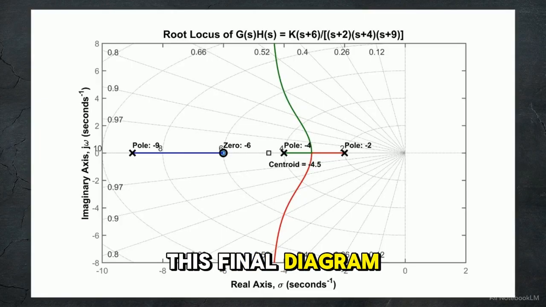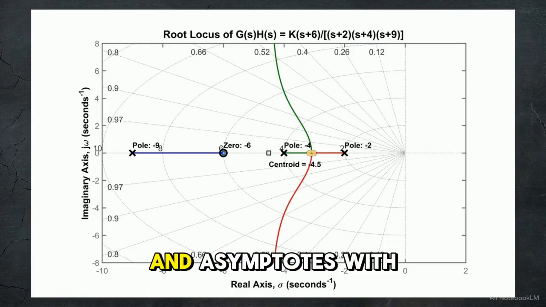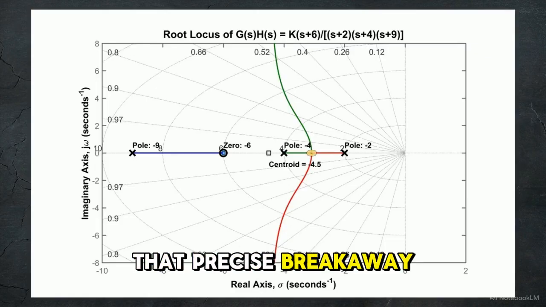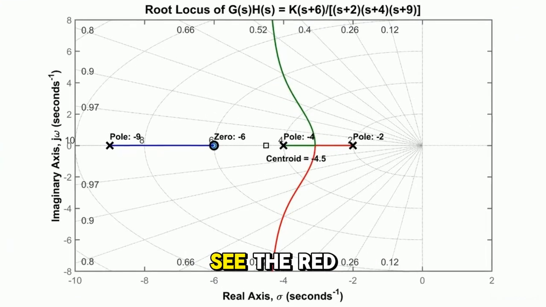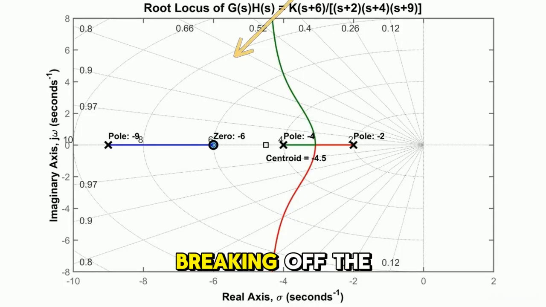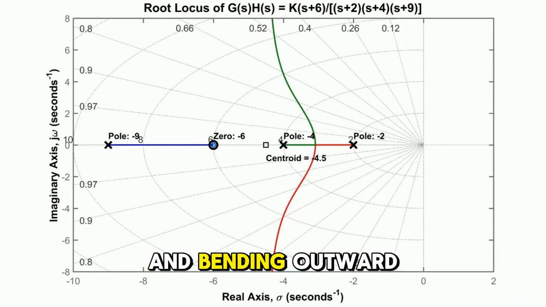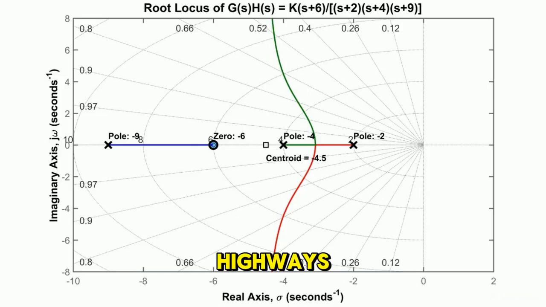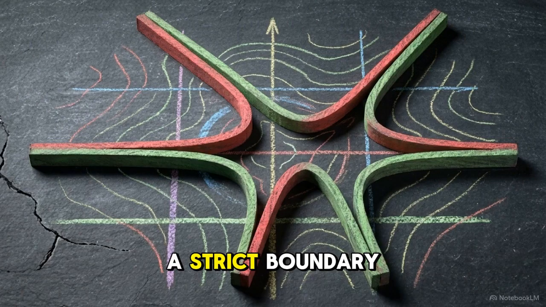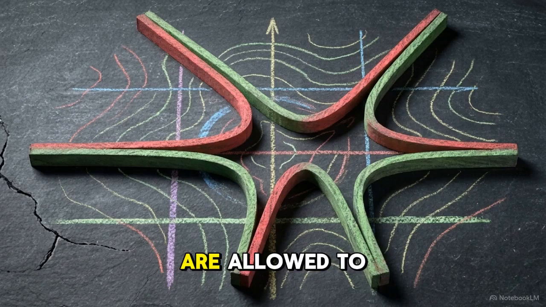This final diagram combines our poles, segments, and asymptotes with that precise breakaway point. You can clearly see the red and green branches breaking off the real axis at -3.08 and bending outward along their asymptote highways. This curve is a strict boundary map. It defines exactly where the system's dynamics are allowed to exist at any possible gain level.